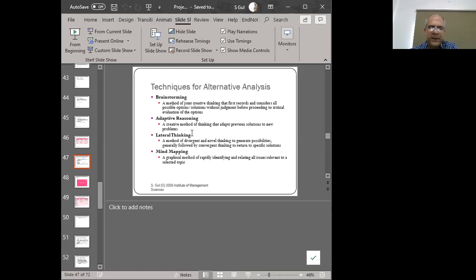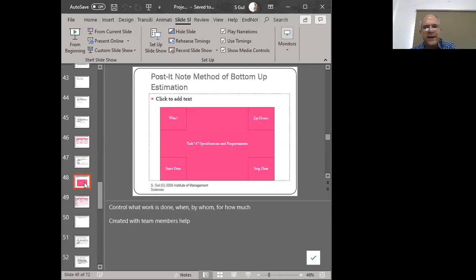Right? And there's also another way called mind mapping, which is sort of putting the thoughts of the group onto a piece of paper and developing a pictograph of the thought pattern that these individuals have. If you Google this, you'll find a lot of examples of mind maps on the internet, right? So you can use that.